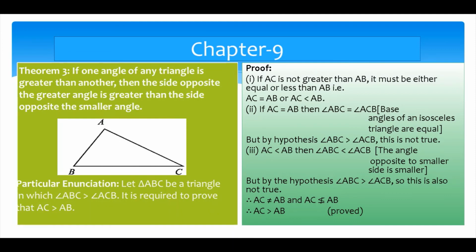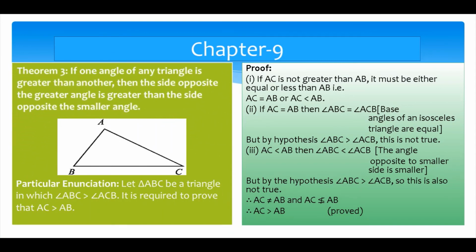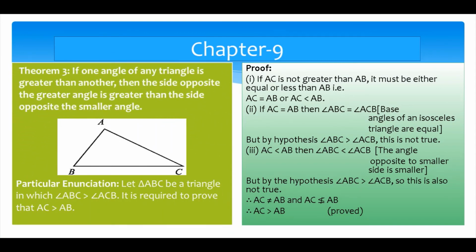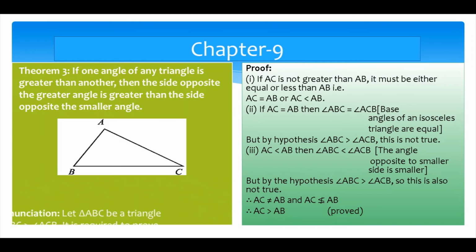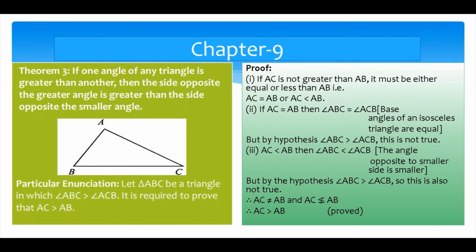So my dear students, let's see again theorem number 3. This is the general enunciation. If one angle of any triangle is greater than another, then the side opposite the greater angle is greater than the side opposite the smaller angle. This is the particular enunciation. Let triangle ABC be a triangle in which angle ABC is greater than angle ACB. It is required to prove that AC is greater than AB.